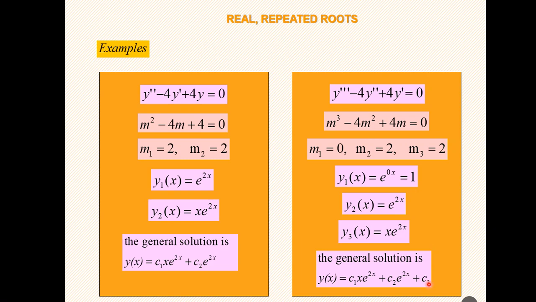Since your solution is a general solution, it should never contain any specific constant. All the constants that should appear should be arbitrary. So as such, your 1 here should be multiplied to an arbitrary constant, which is C sub 3. Okay, this is the second case wherein we have real repeated roots. What about the third case? So let's look at the third case.